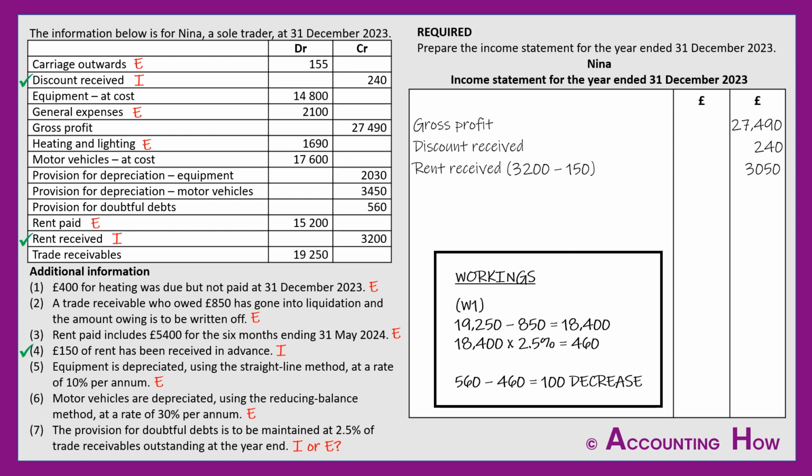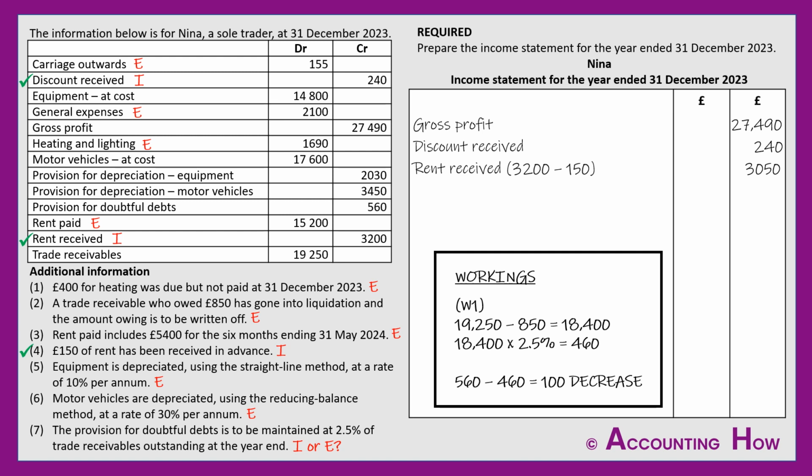Well, this in a way is good news. She's being cautious, she's being prudent. She's saying, okay, I might not get all of this money from my trade receivables, but because the provision is going down, that's, if you want to think of it like this, good news to her. So a decrease in provision for doubtful debts we treat as income.